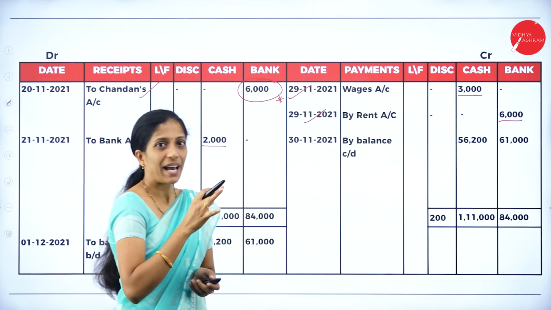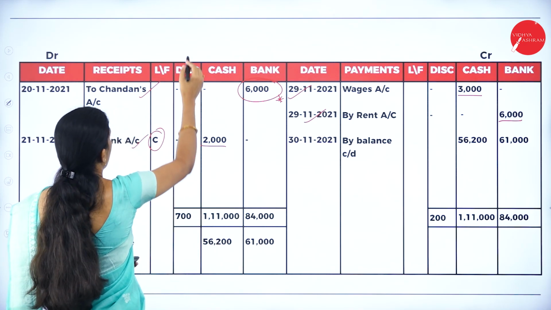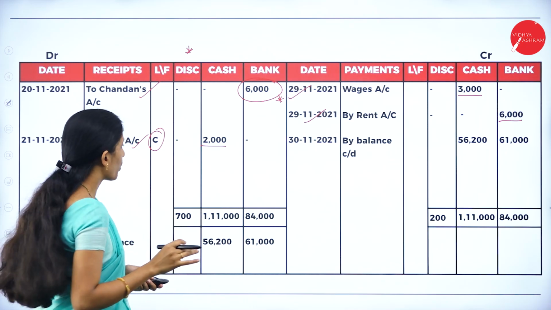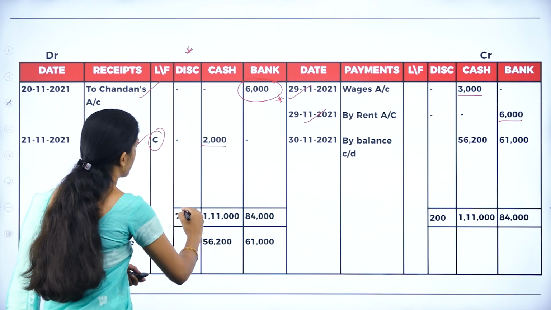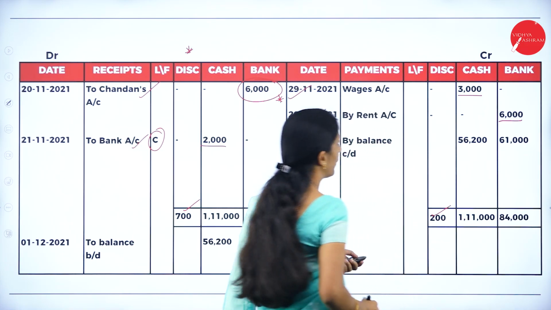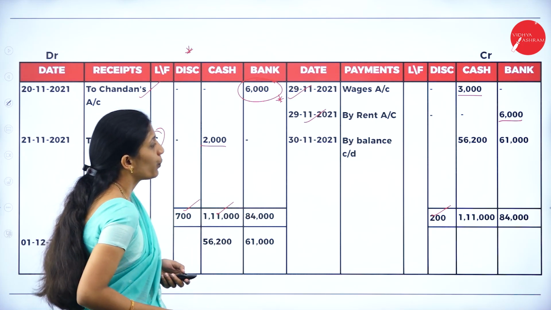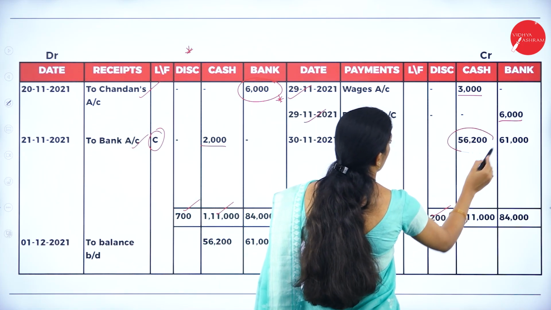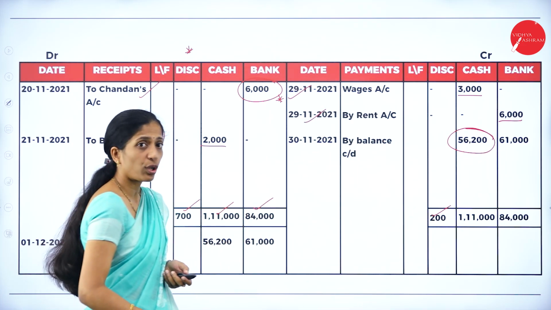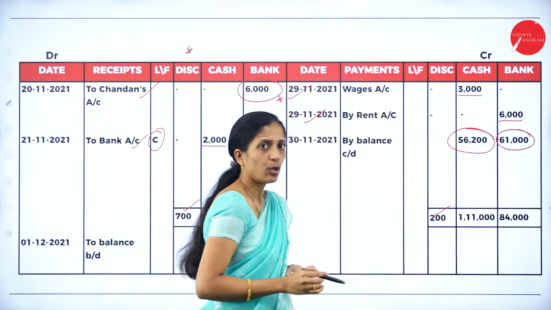Now, as usual, you will balance both the sides and the balancing figure will be carried down. But no need to balance the discount column. So, this you need not balance, you just write the total. So, 500 plus 200, it is 700 here, and in the credit side, it is only 200 in the discount column. Next, if you see the cash column, it is 1,11,000, where here it is less. So, you'll get a balancing figure of 56,200. Here also in the bank column, it is 84,000 in the debit side, but in the credit side, you'll get a balancing figure of 61,000.